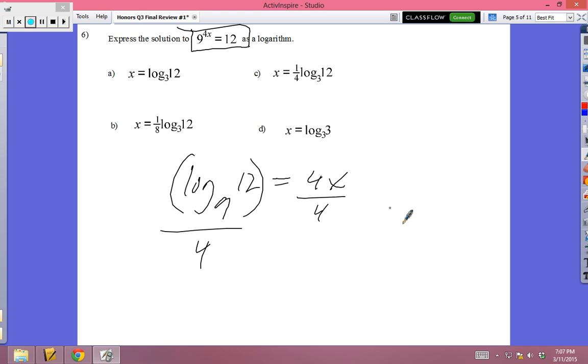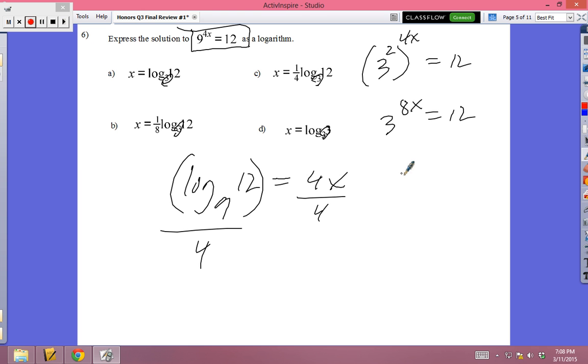But these are all log in base 3. So you can either change the base, which we'll do in a couple problems, or you can change this 9. And this 9 is a power, it's 3 squared. So if you change 9 to 3 squared, that's 3 squared to the 4x equals 12. So this is kind of a legal move, because 3 squared is the same as 9, so I'm just substituting that in its place. 3 squared to the 4x is the same as 3 to the 8x equals 12.